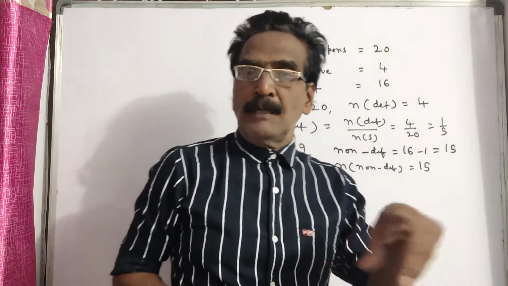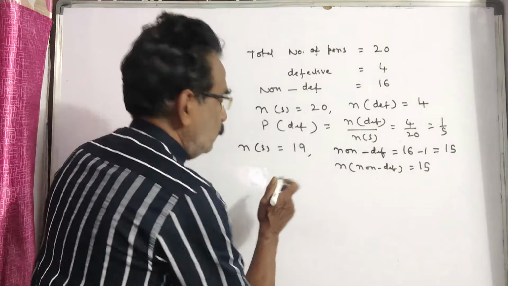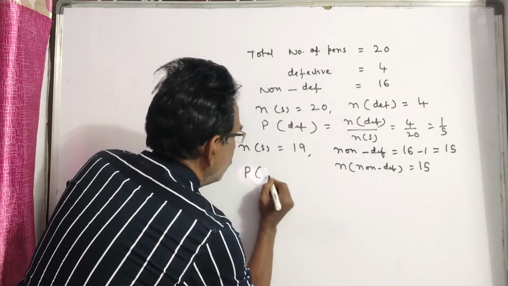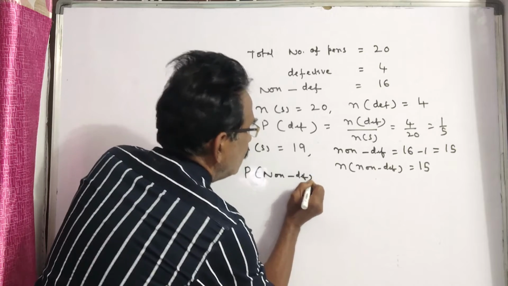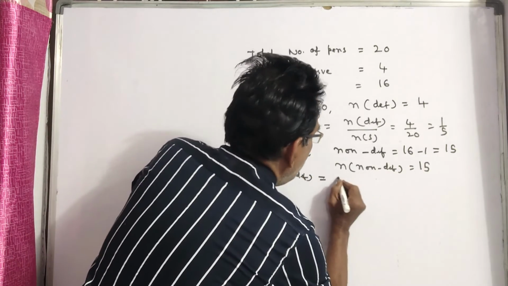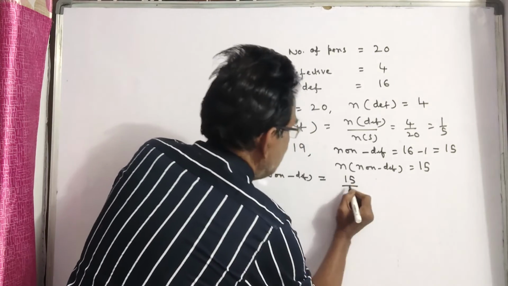Now one pen is drawn. What is the probability that the pen is non-defective? That is P of non-defective, which is equal to n of non-defective by n(S), 15 by 19, is your answer, friends.